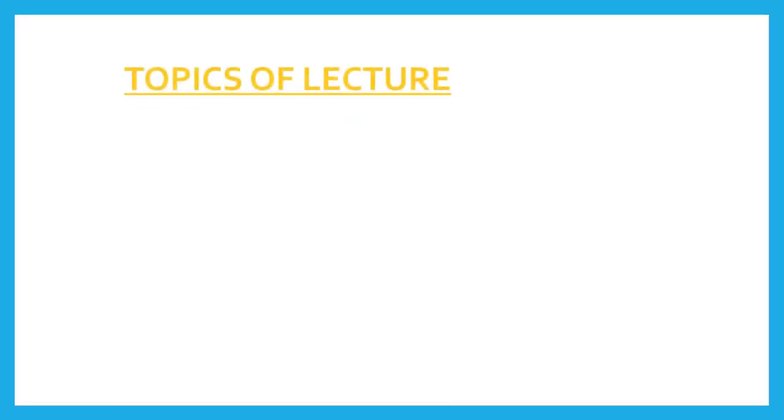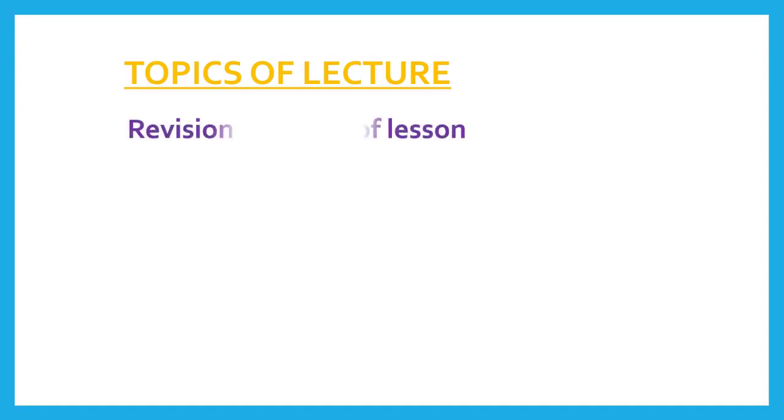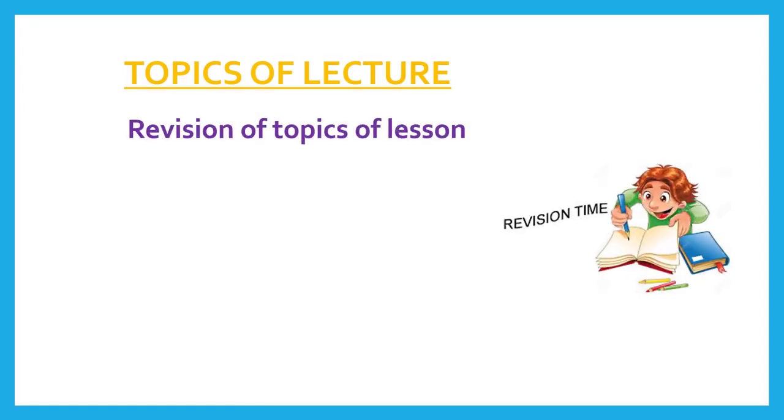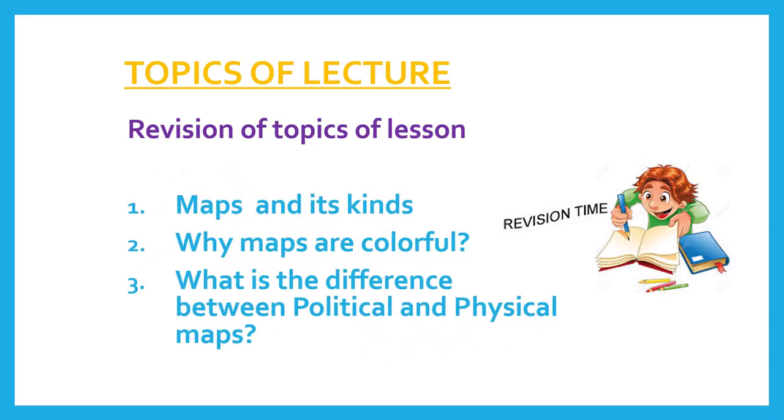My dear students, topics of today's lecture: revision of important topics of the lesson. First, maps and their kinds, an all-time favorite of students. The second important and very interesting topic is why maps are colorful, why different colors are used to draw a map. Our last topic will be to understand the difference between political and physical maps. Students, there is an interesting activity in the last part of the lecture.